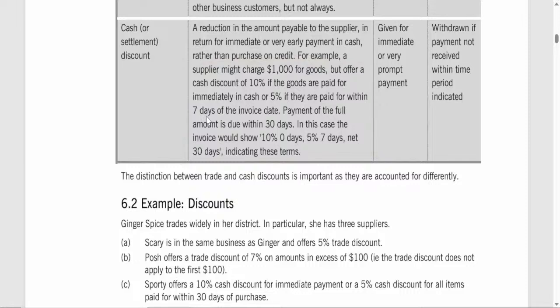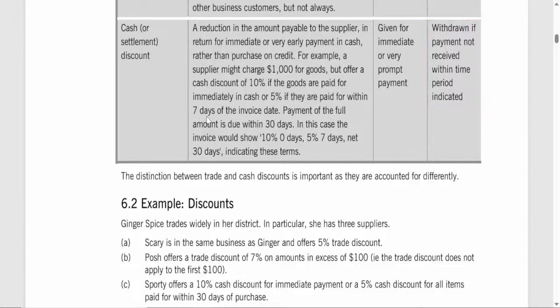Characteristics of a cash discount. Encourages prompt payment. It's a short-term discount meant to incentivize early payment. Removed if late. The discount disappears if payment isn't made within the specified time frame.